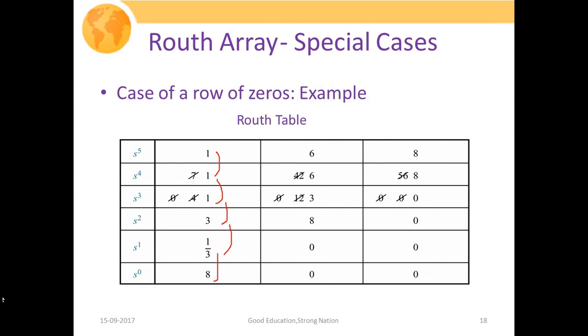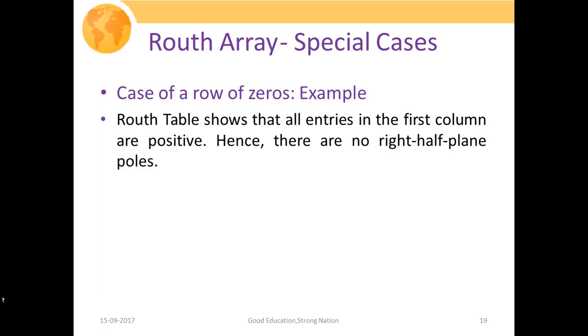Hence we could say that there is no pole lying on the right hand side of the S-plane, or we could say there are 0 poles lying in the right hand side of the S-plane. Conversely, we can conclude that this particular system is a stable one. The Routh table shows that all entries in the first column are positive, hence there are no right half plane poles.